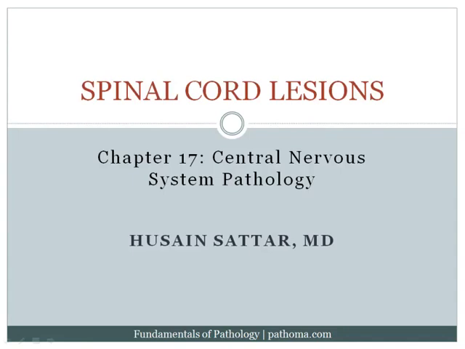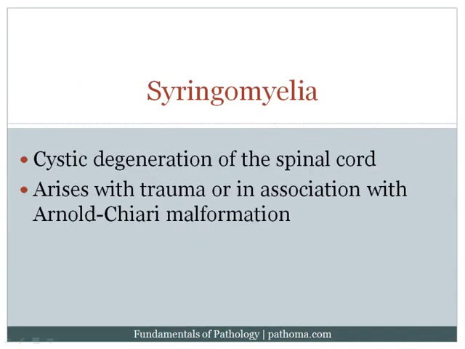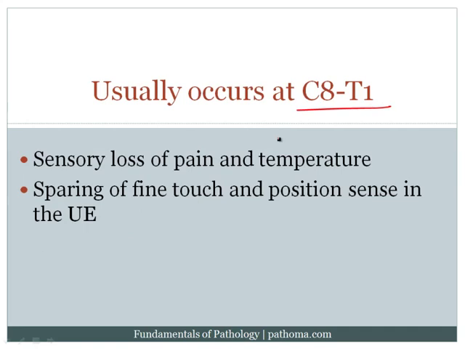Moving on to spinal cord lesions, the first disorder is syringomyelia. This is cystic degeneration of the spinal cord that can arise with trauma or can also be in association with an Arnold-Chiari malformation. It classically occurs at C8 to T1, and it results in loss of pain and temperature sensation with sparing of fine touch and position sense in the upper extremities. And of course in the upper extremities because we're at C8 to T1.